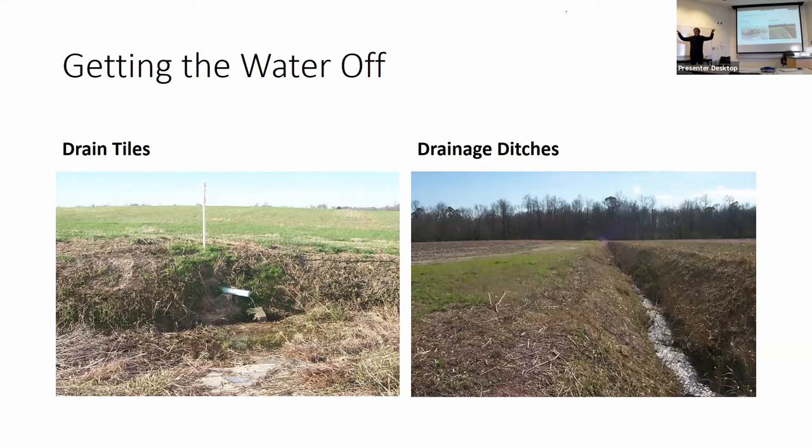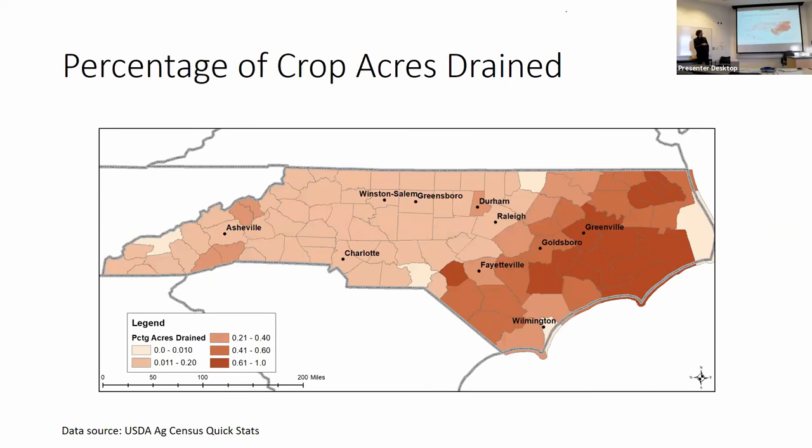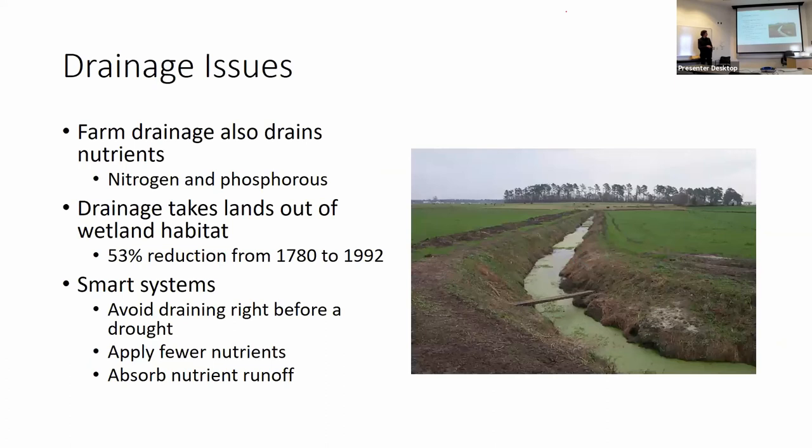Here's the percentage of crop acres drained in North Carolina right now. Between 60 and 100% of all of these counties, their cropland is drained. If you didn't have drainage ditches and tile drains, you wouldn't even be able to farm it. Of course, if we add more drainage to get more water off in the fall, we run into the problem of water pollution. There are ways to deal with that as well, but we shouldn't think that adaptation is going to be priceless, or costless, I guess I should say.